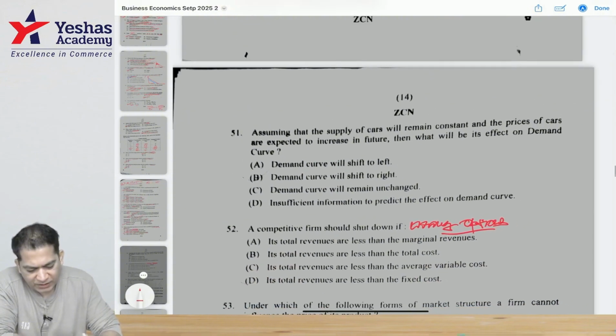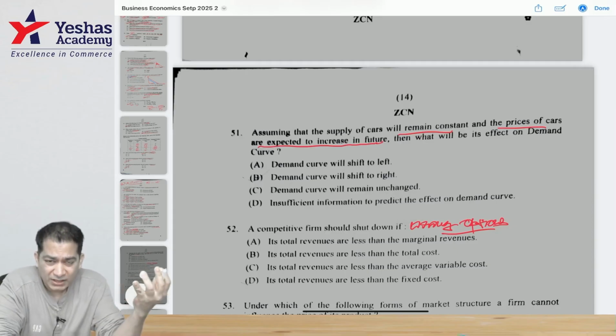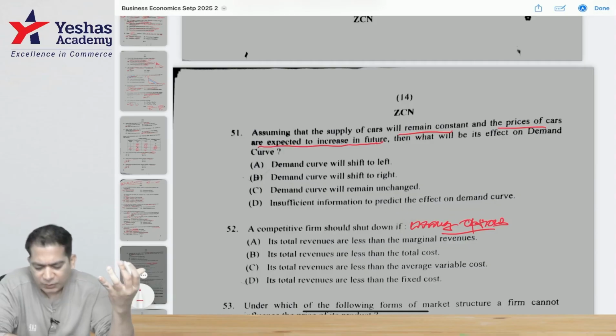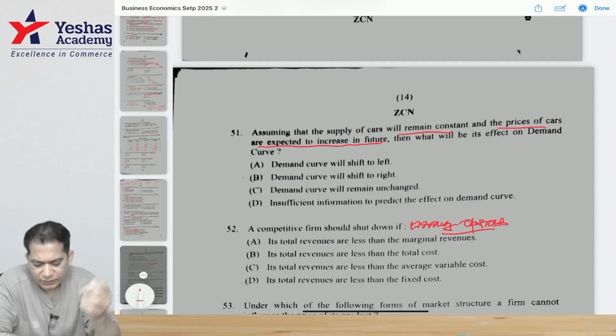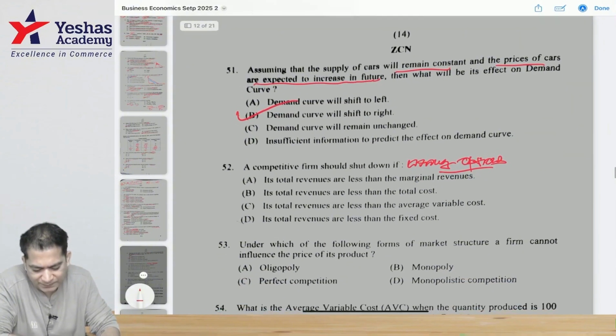Assuming the supply of cars remains constant, the price of cars is expected to increase. So this is a future expected change in price. If I expect the price of something to increase in future, then the demand will increase during the current time period. So it will lead to a rightward shift in the demand curve. So correctly, the student has marked it.